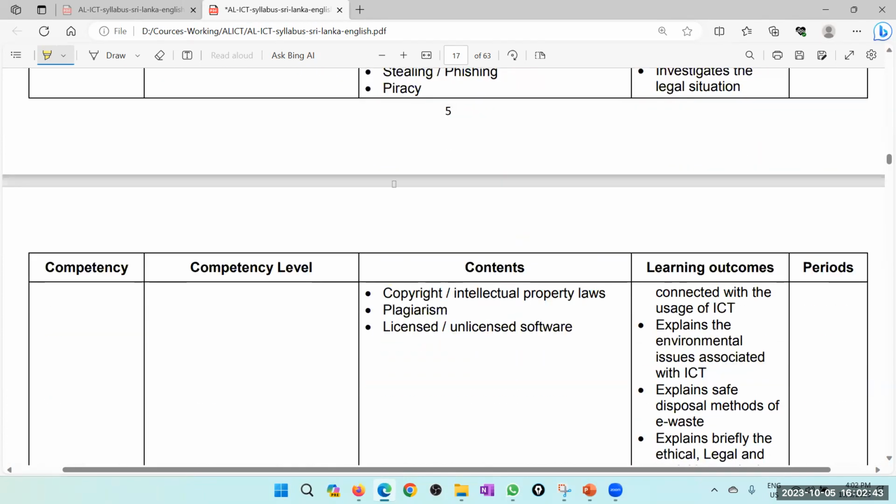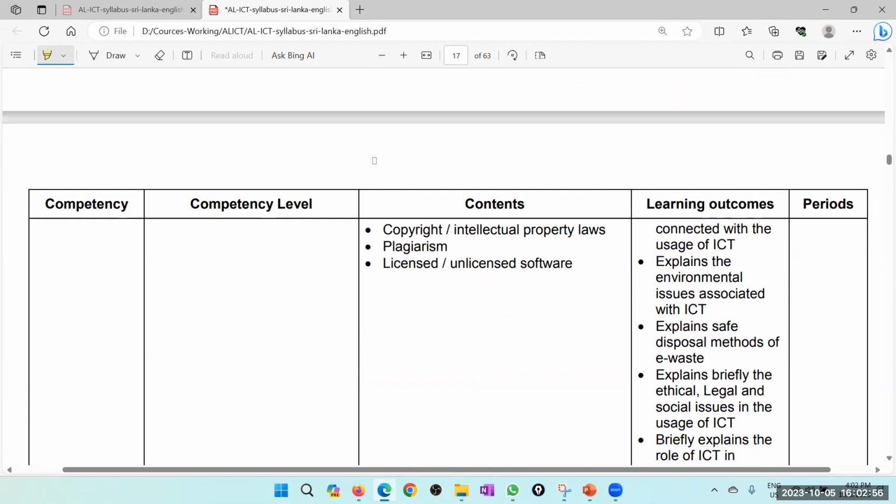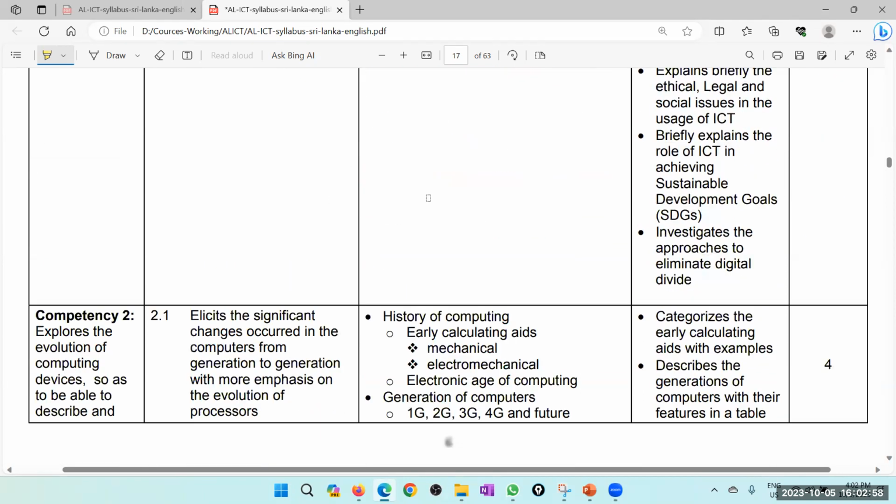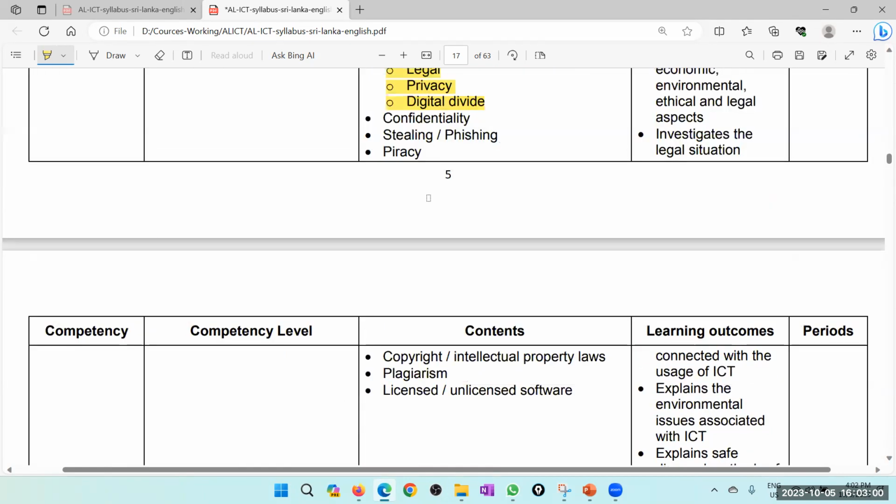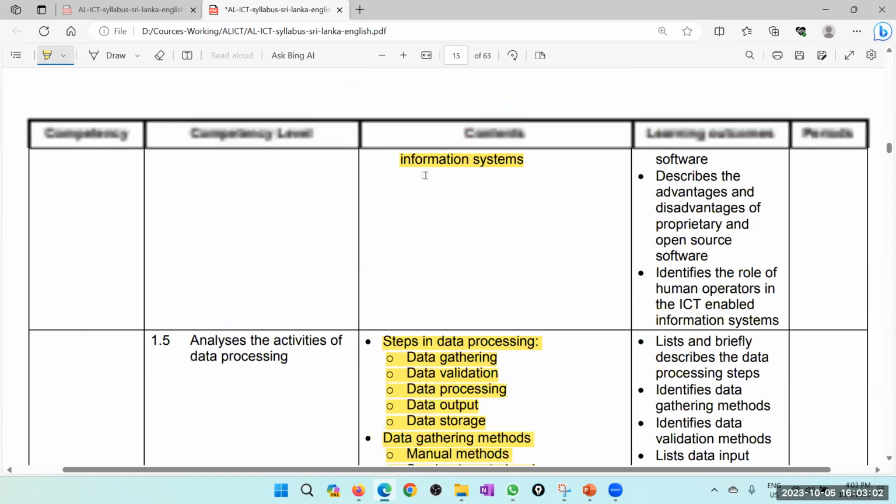So there we have a small topic, that is legal and ethical aspects of ICT. ICT related legal aspects, ICT related ethical aspects. So that we will be doing next time. Right. So then topic one is over actually.